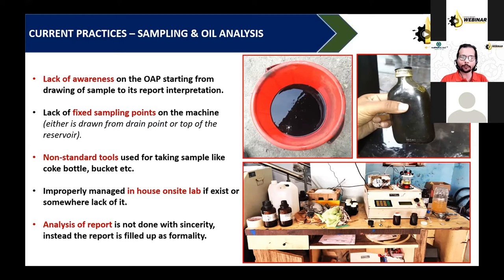So first we have to define the person who is going to take the sample. Is he aware about the sampling method, and the sampling kit he's carrying is suitable for the sampling for that particular equipment? If we have to take a drop tube sample, then he should be equipped with a drop tube. Then that drop tube needs to be flushed to go for another sample.